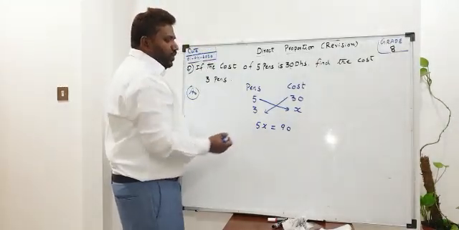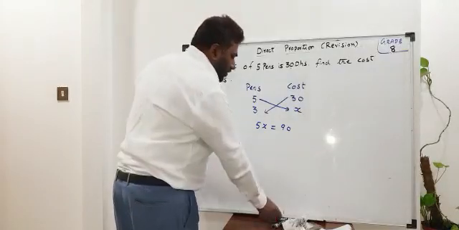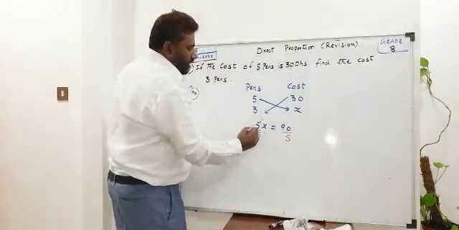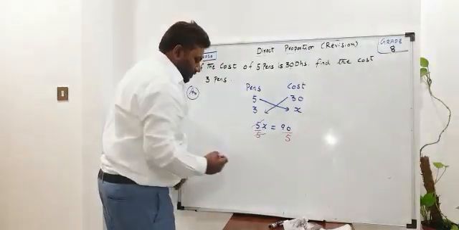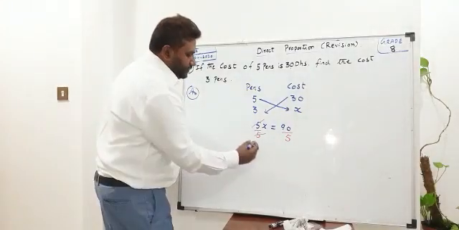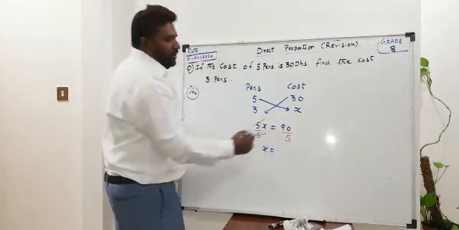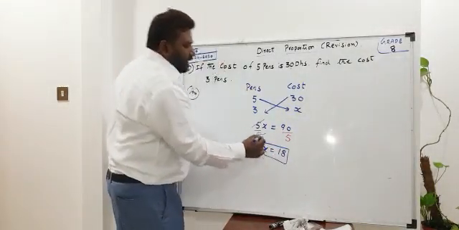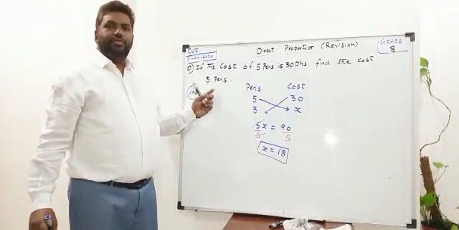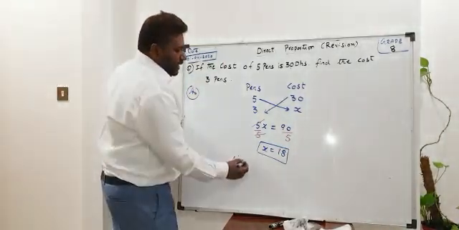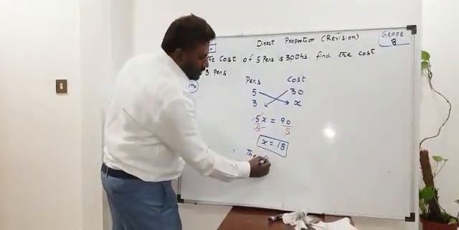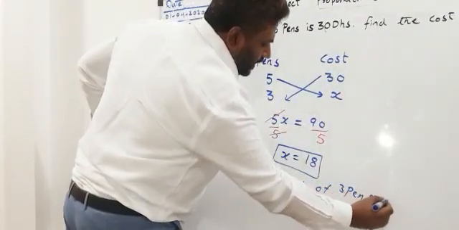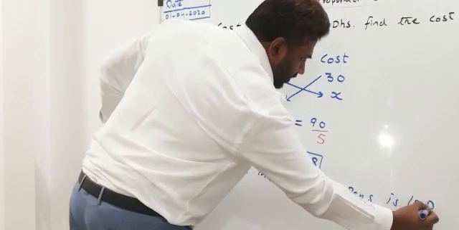Okay, then we need only the x. So we are going to divide by 5 on both sides. 5 and 5 get cancelled. So we are left with x equals 90 over 5. That is going to be 18. So what does this x define? x defines the cost of 3 pens. Therefore, we can state at the end, the cost of 3 pens is 18 dirhams.